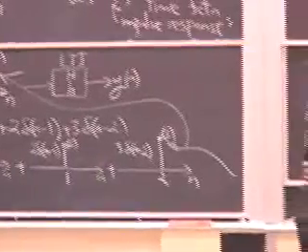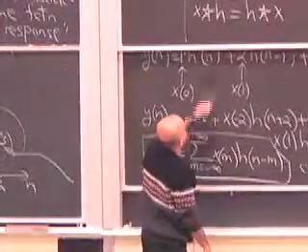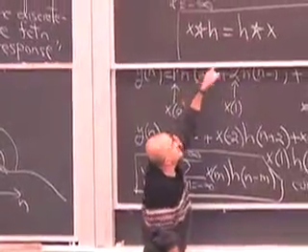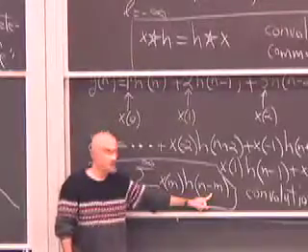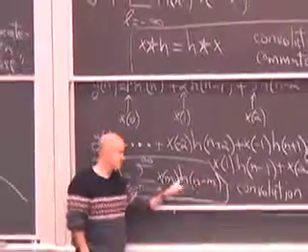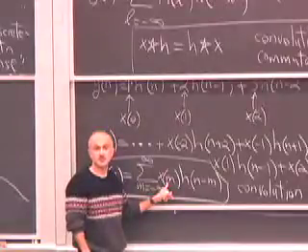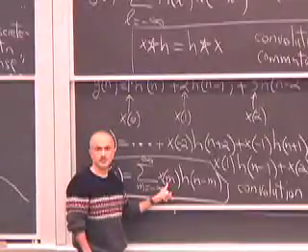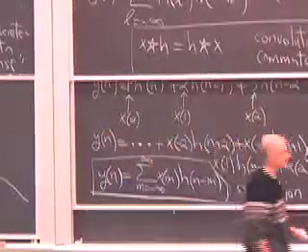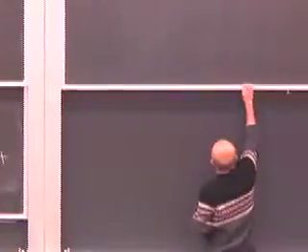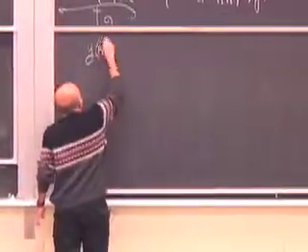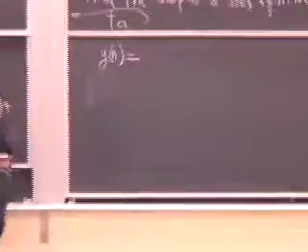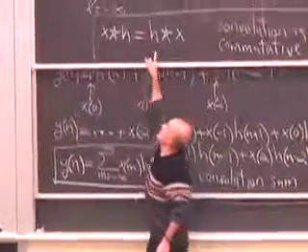Notice you have a choice of which one of these signals, h or x, you take, and you shift by an amount m and scale by the other signal values. So when you want to figure out the output corresponding to this system, you can write the output either as the convolution of x with h or h with x.